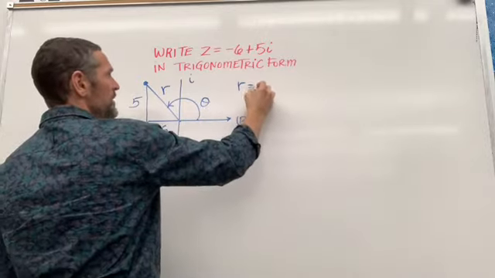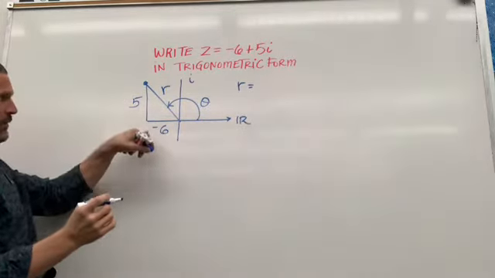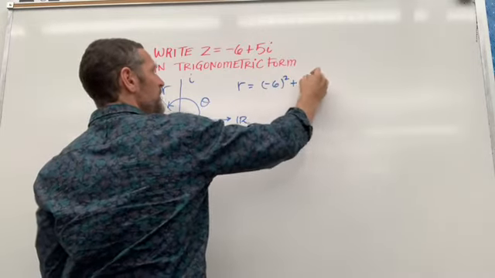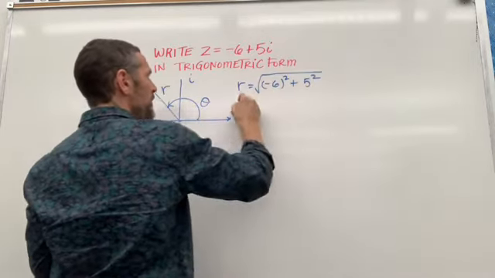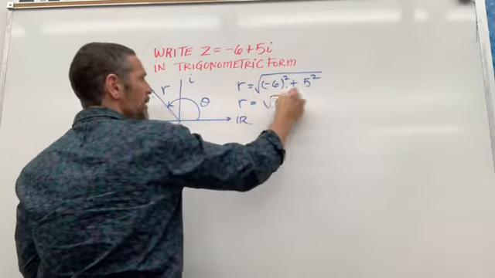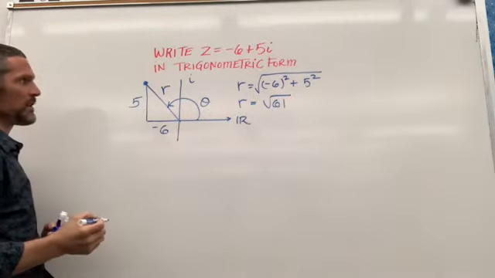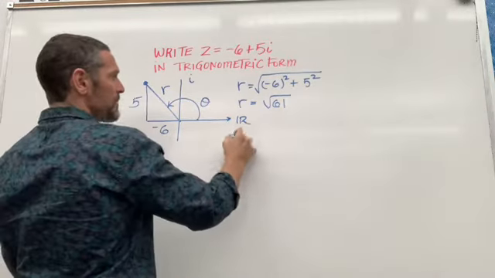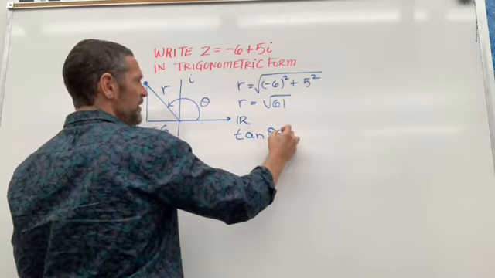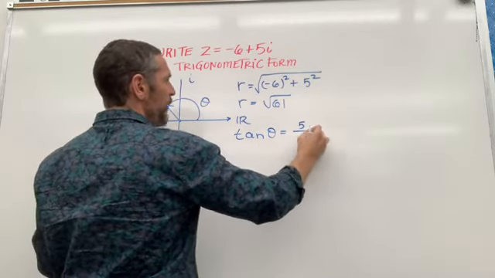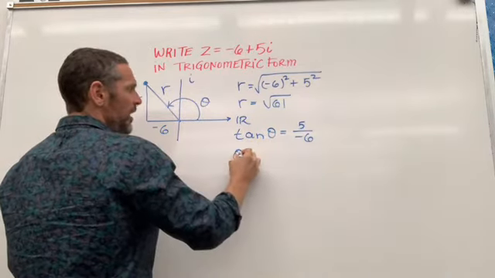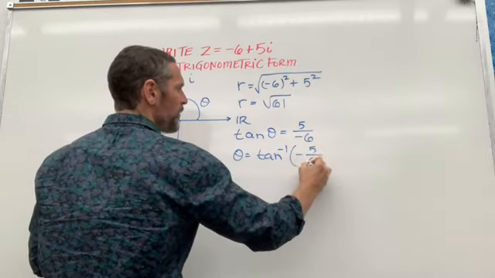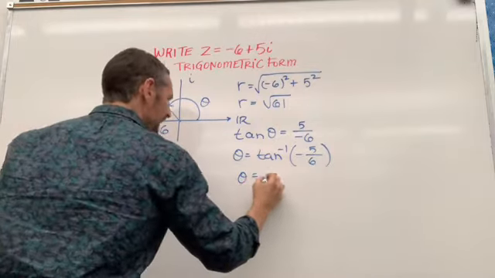Now r is fairly simple. It's going to be real squared plus imaginary squared. Negative 6 squared plus 5 squared. And then we're going to take the square root of that. So the modulus will be, when all is said and done, the square root of 61. If we're given opposite and adjacent, that smacks of tangent to me. Tangent of this angle is 5 over negative 6. So our angle, if we take inverse tangent of negative 5 over 6, we're going to get a negative 39.8 degrees.